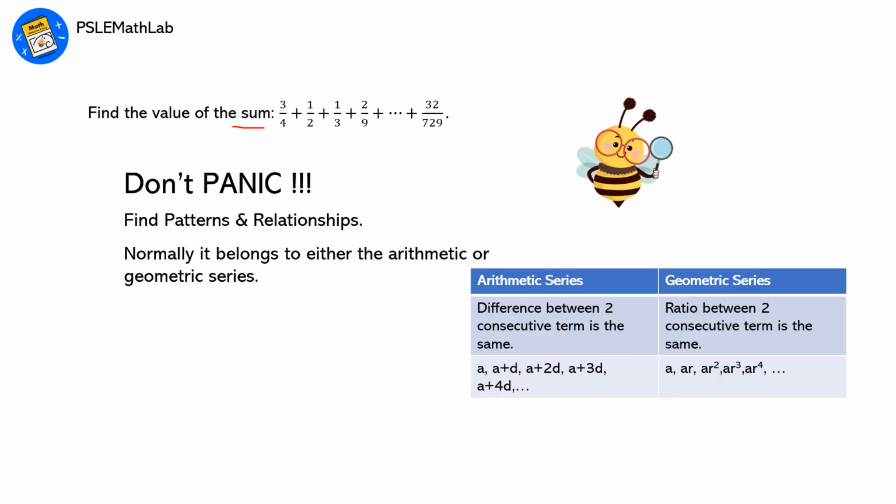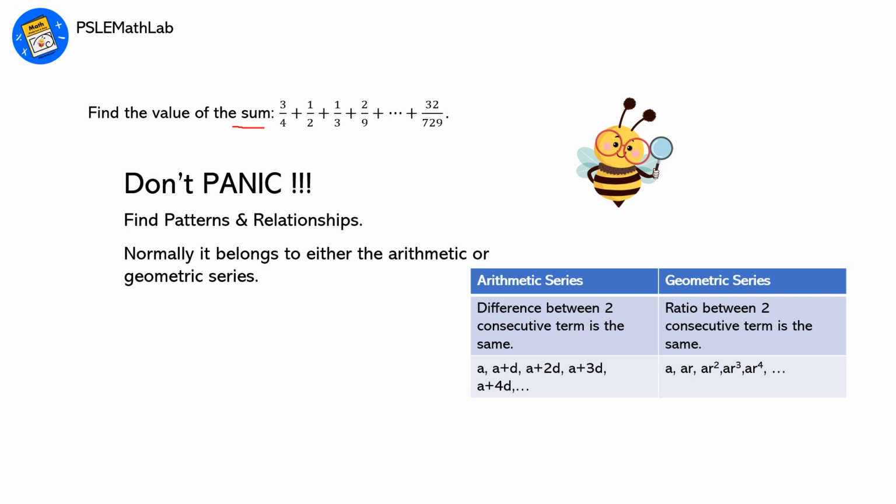So arithmetic series is a series where the difference between two consecutive terms is the same. So here for the sample series we can see the difference is d, and also the difference between the second and third term is d. So here the constant difference between consecutive terms is d.